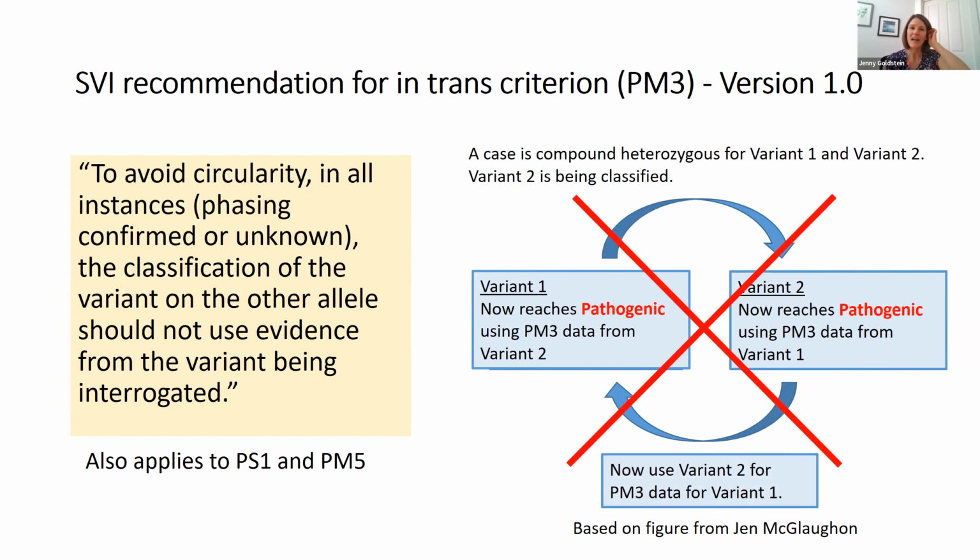So this is something that should not happen. This is what the SVI is just making sure that we are cautious about. So we're really careful in our group to keep track of which variant is supporting which, and make sure that the evidence only goes in one direction and not the other. And I do want to point out all the work that Jen McGlan did on this circularity issue at the beginning of our VCEP, and really thinking about how this all works.